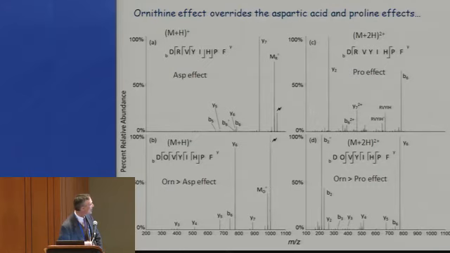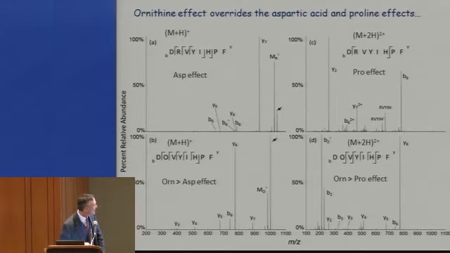If the charges are locked down, say at the arginine, and there are no mobile protons, then the aspartic acid effect dominates. That gives you the Y7 ion. This is a classic example of the aspartic acid effect. If you have a doubly protonated molecule, now you introduce a mobile proton. Since that proline amide nitrogen is more basic than others, it tends to cleave there. And so you get quite a strong proline effect here, right?